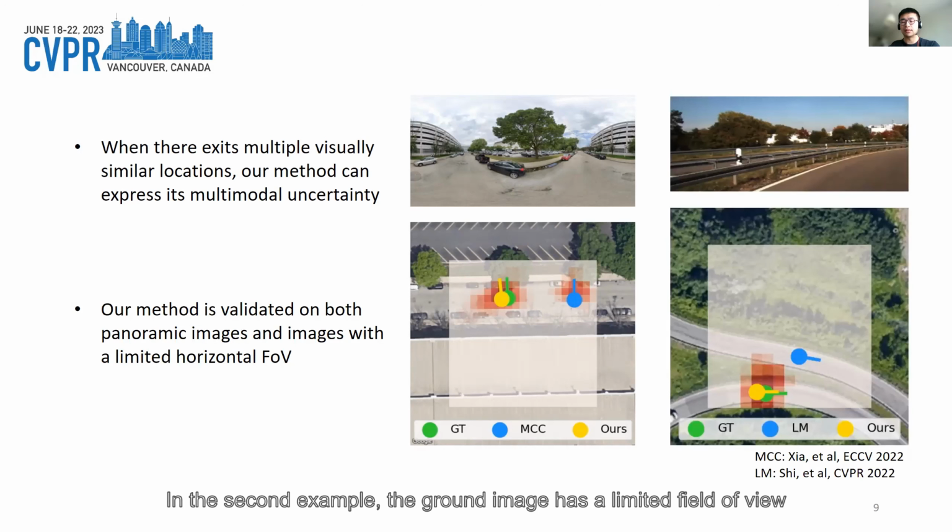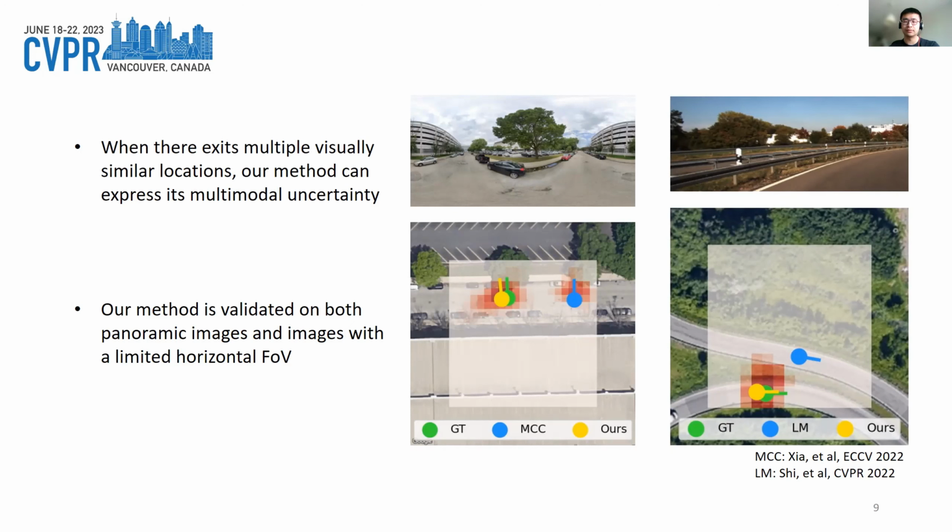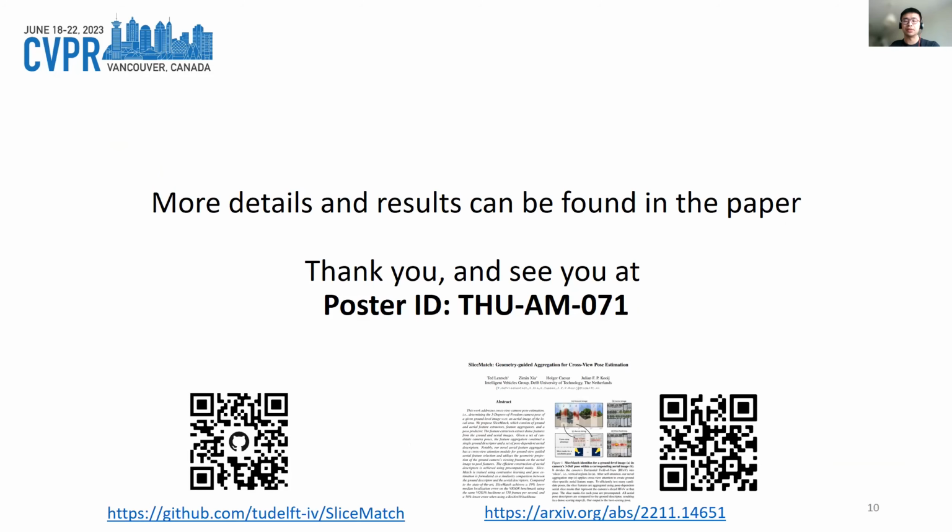In the second example, the ground image has a limited field of view, and on this challenging example, our prediction is still accurate. Please find more details and results in our paper.